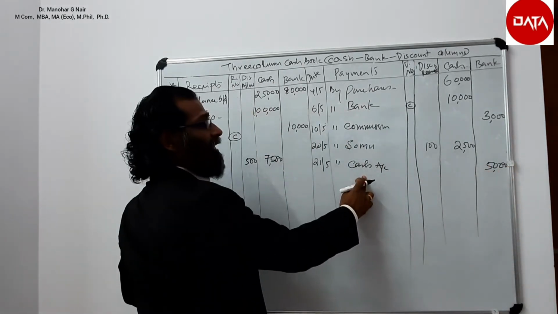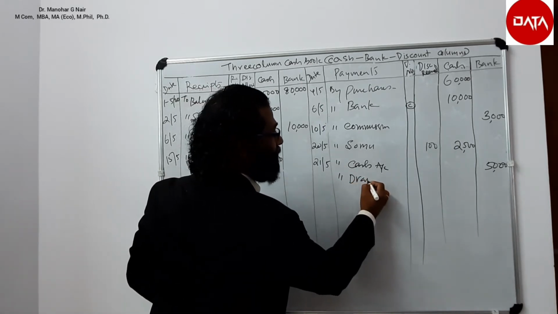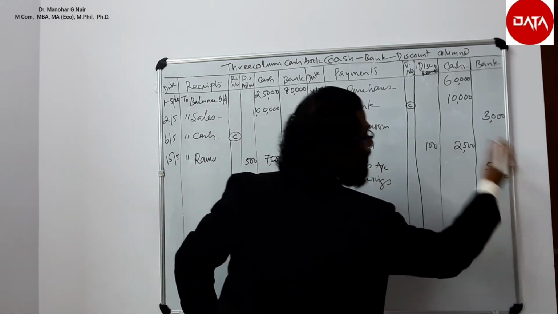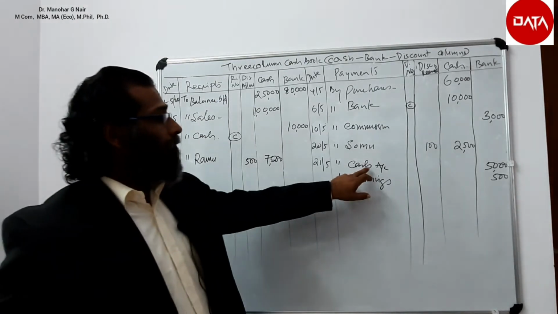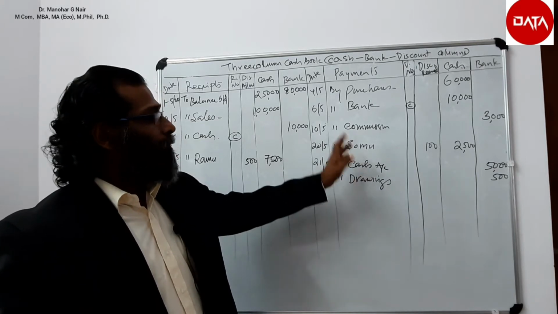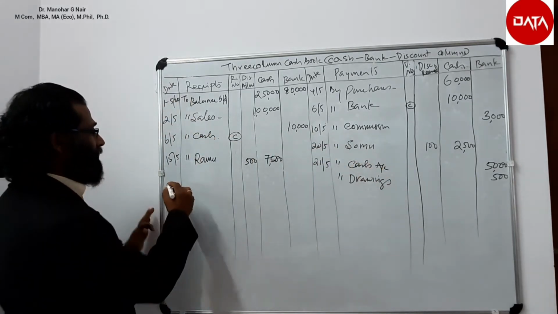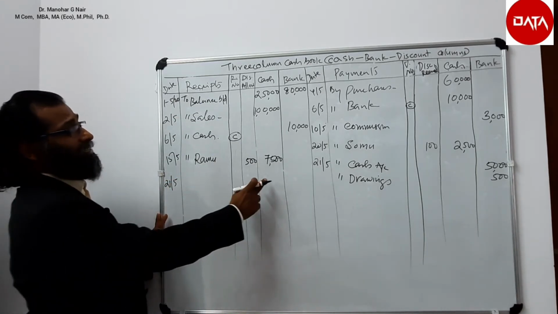towards cash, and on the same date drawings rupees 500 from the bank. So both were withdrawn from the bank. One is for office purpose, another one is for personal purpose. So on the payment side, this is the entry, but on the receipt side, on the same date, that is 21st May, cash is received here.